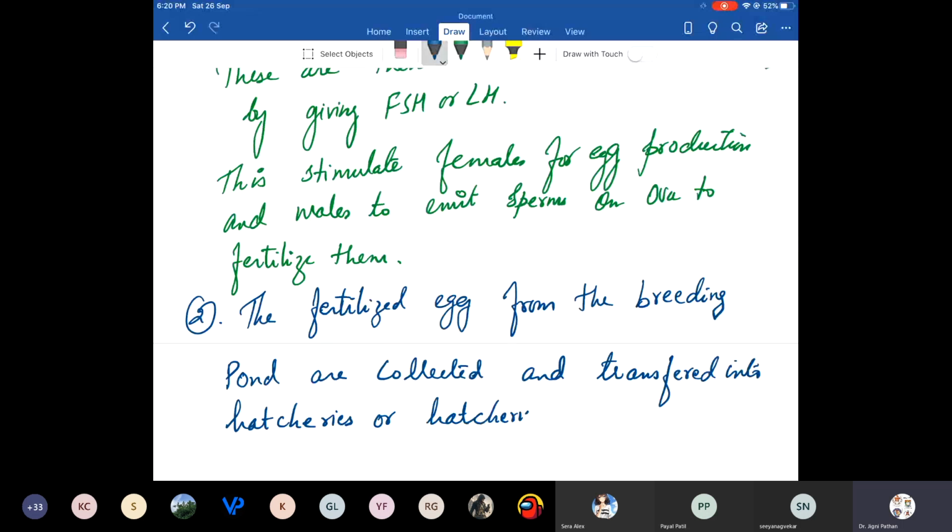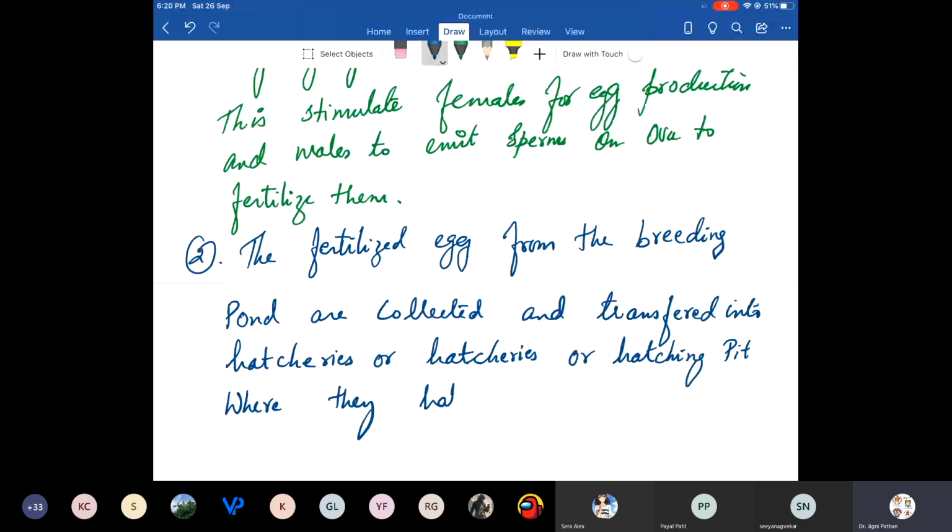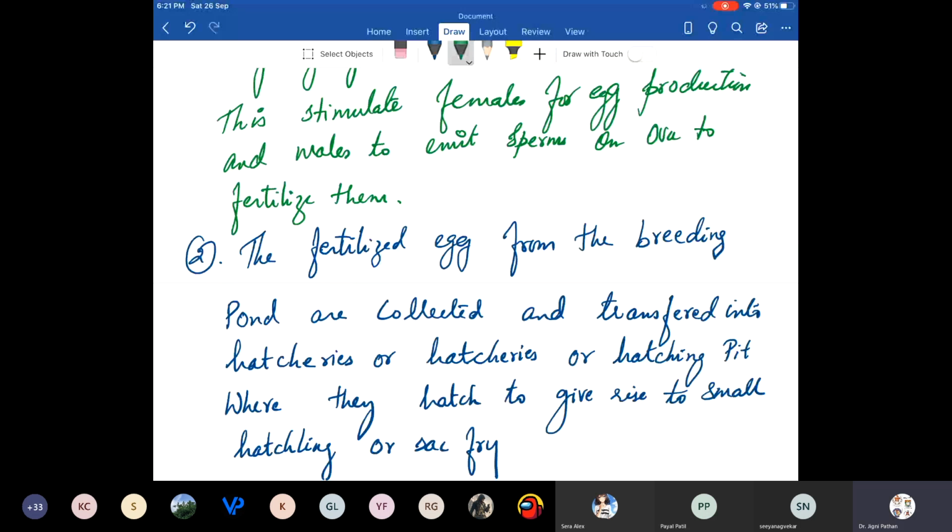Hatcheries or hatching pit, where they hatch to give rise to small hatchlings or sac fry. Yeah, very important. Sac fry.